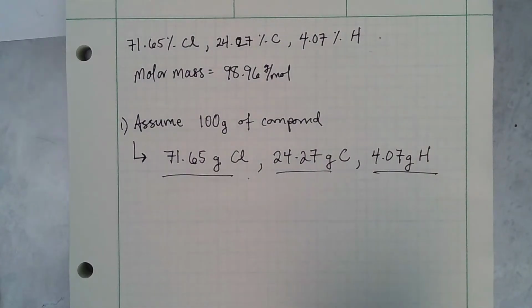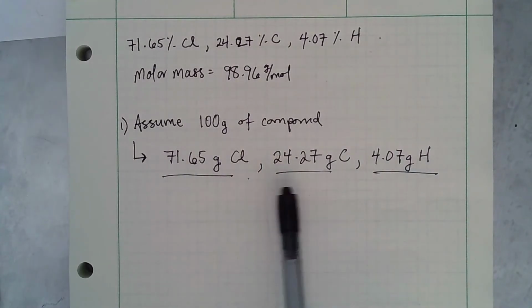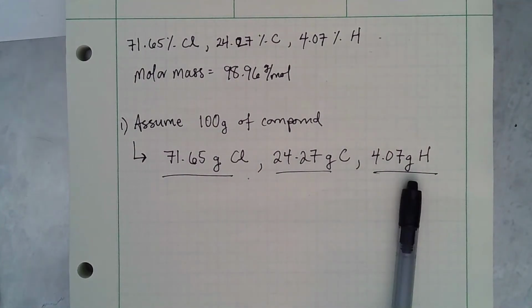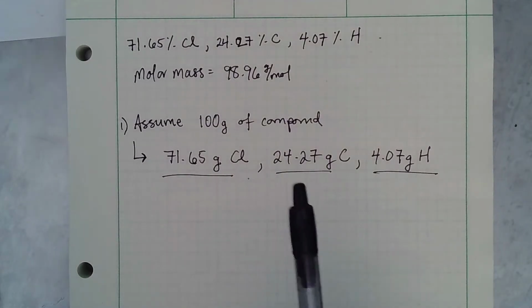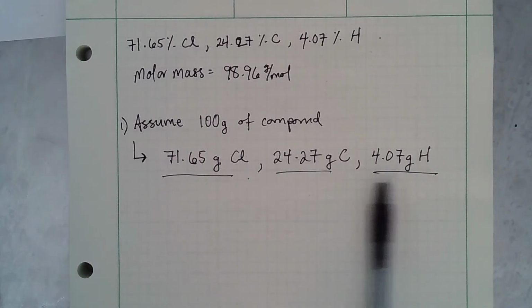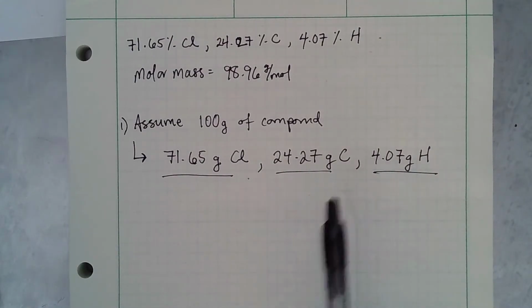What we are going to do now is look at the mole ratio between these three elements. Not the mass ratio. We already know what the mass ratio is, right? It's 71.65 to 24.27 to 4.07. That's the mass ratio. The empirical formula tells us the mole ratio, or the number ratio, between each element, right?